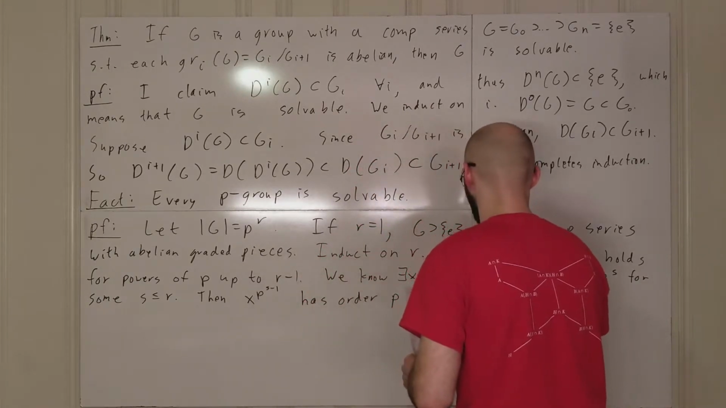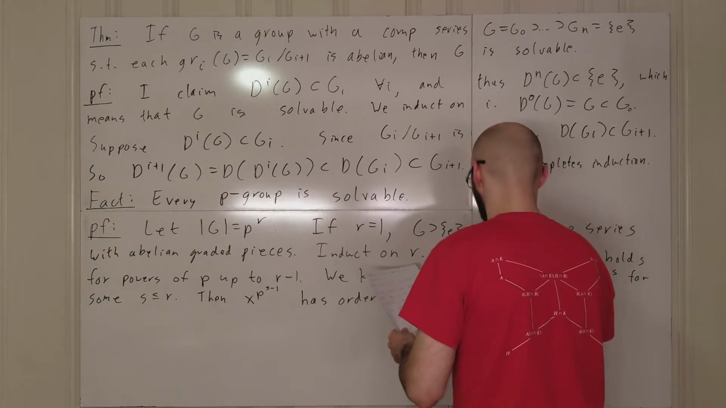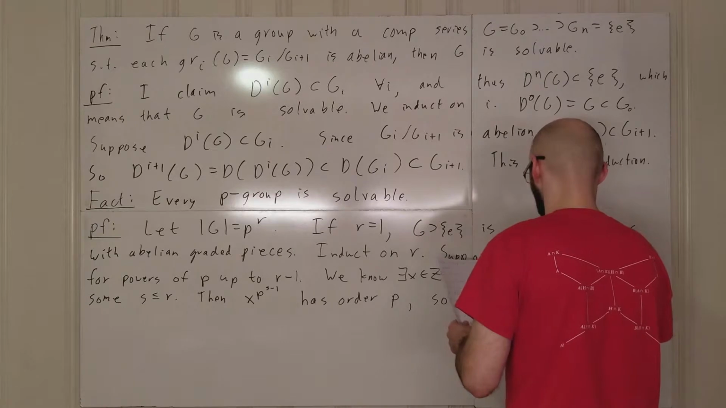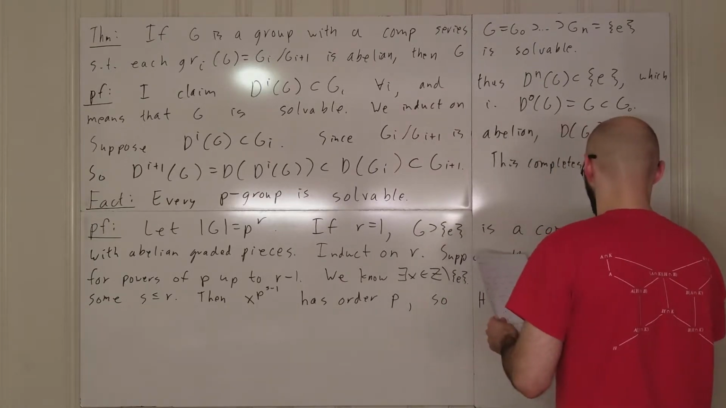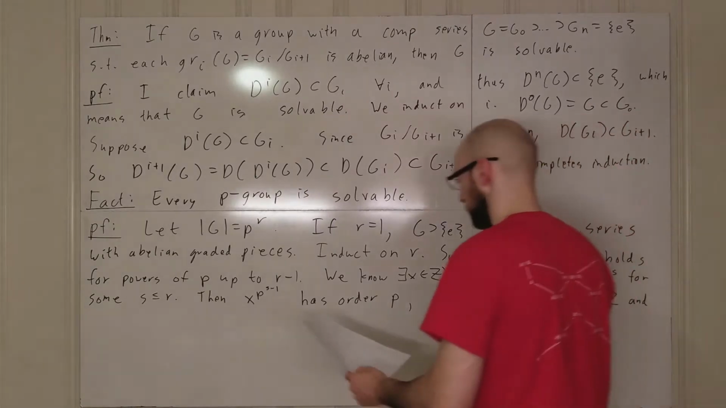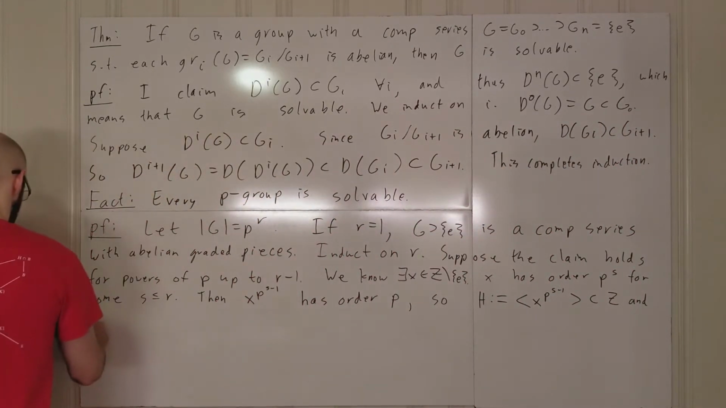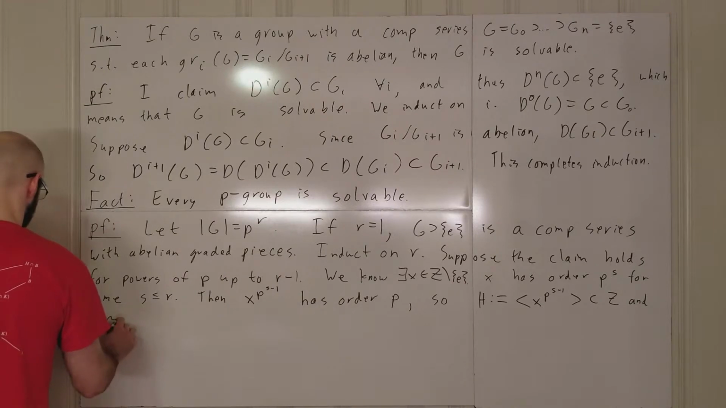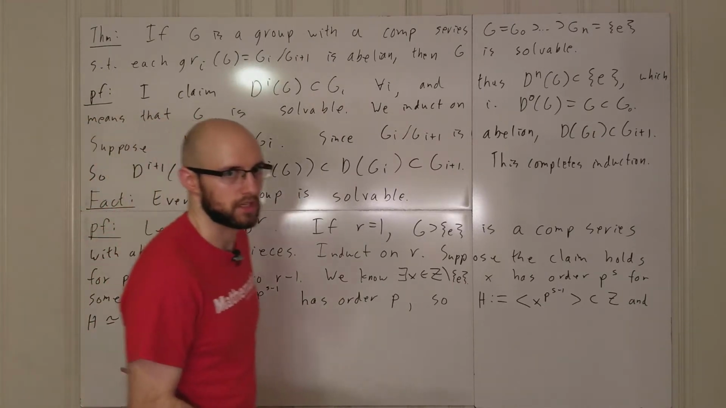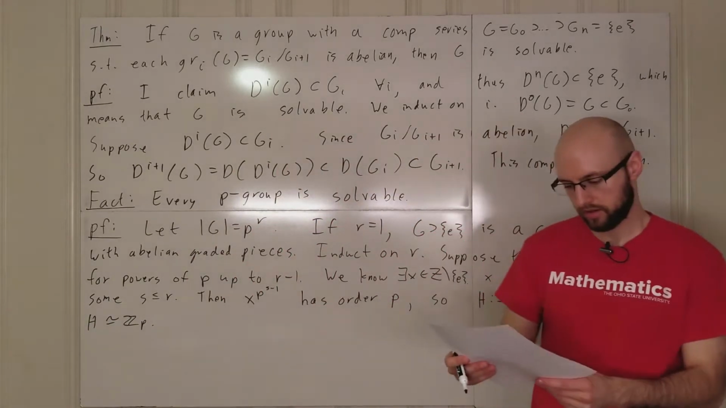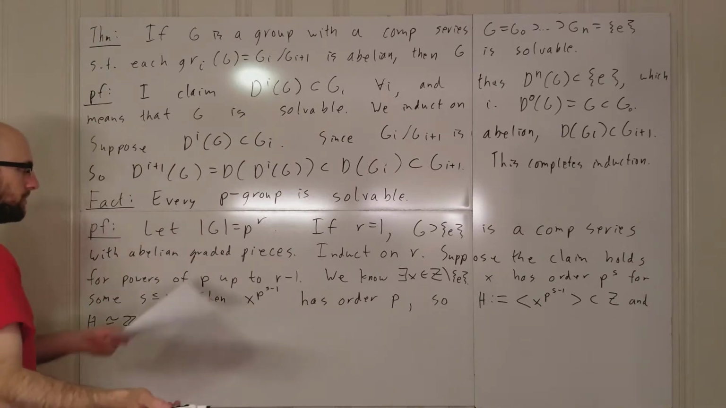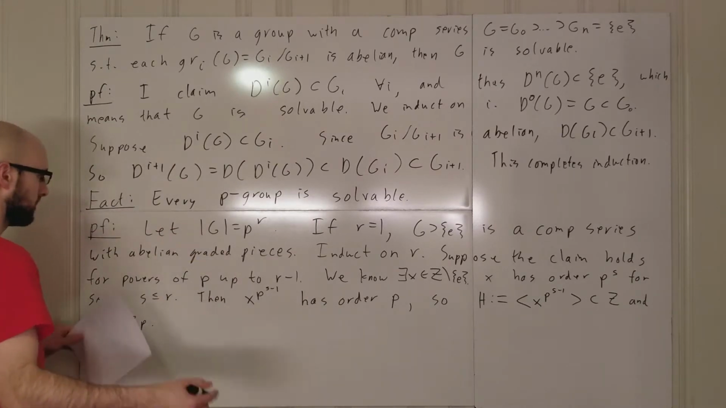So the subgroup H, which we're going to define to be the subgroup generated by x to the p to the s minus 1, is contained in the center, and H is isomorphic to Z_p. So Z mod pZ. I'm just going to write it as Z sub p. Okay? So now the order of G is p to the r, and the order of H is p.